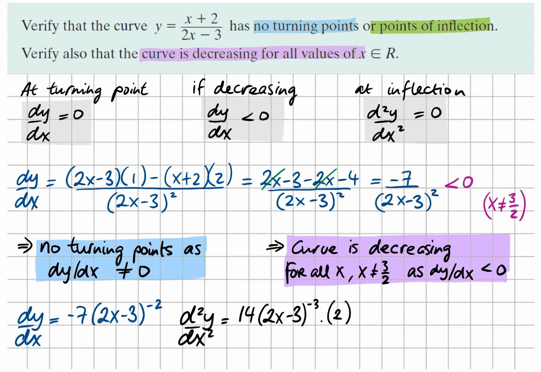We could neaten it a little bit, so this becomes, to write in fraction form, 28, 2 14s, all over 2x minus 3 to the power of 3. And the point about this is that if there's no point of inflection, it means that this could never be equal to 0. And we see that that's true. This is not equal to 0, couldn't be equal to 0. So we can therefore deduce that this curve has no point of inflection.